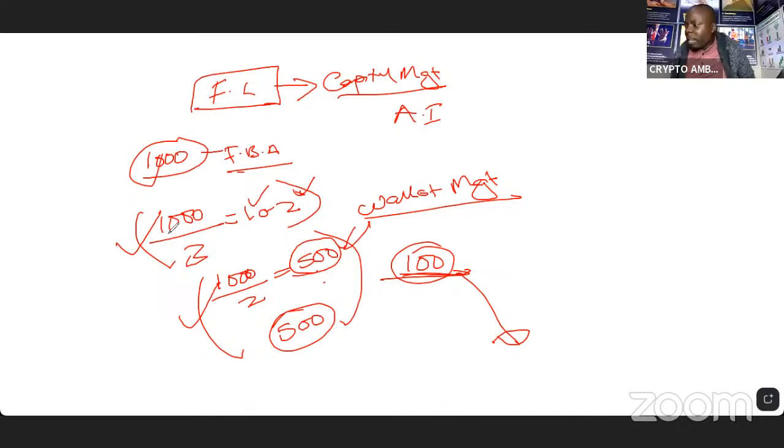Which type of trader are you? Are you this one, or are you this one? Are we following? This one is a high risk trader. Now, there are too many risk takers.